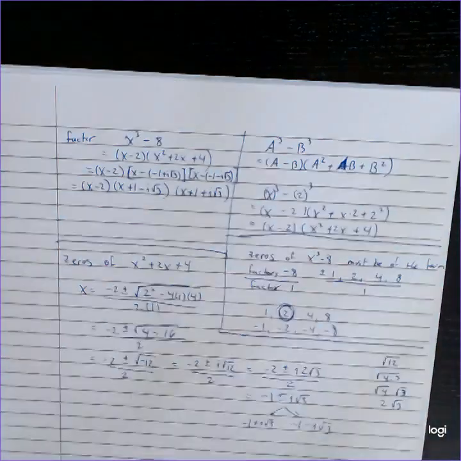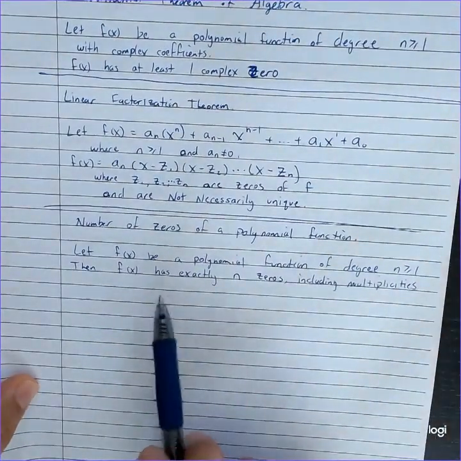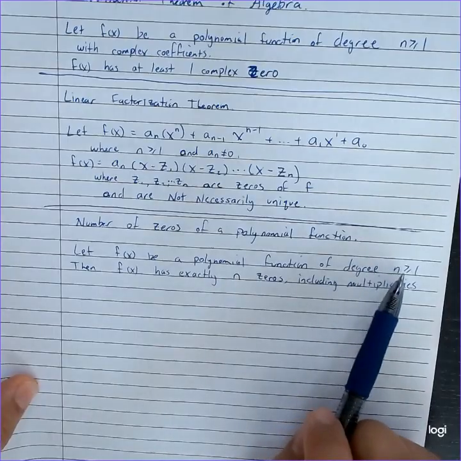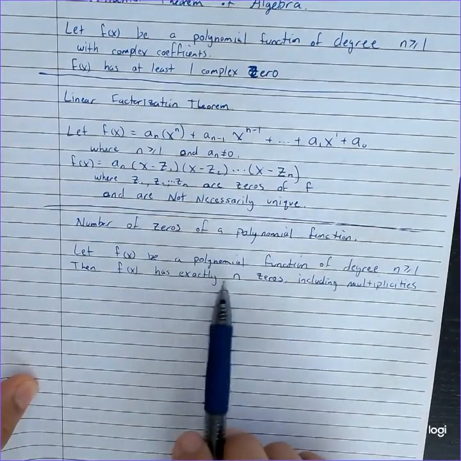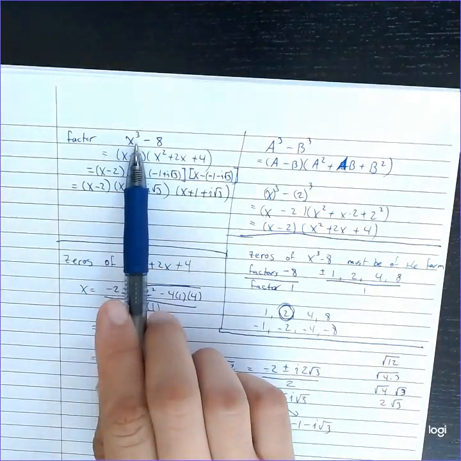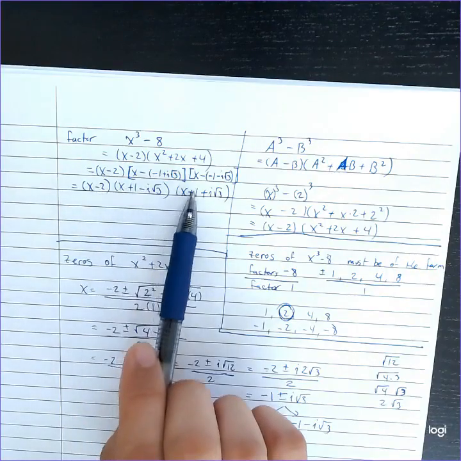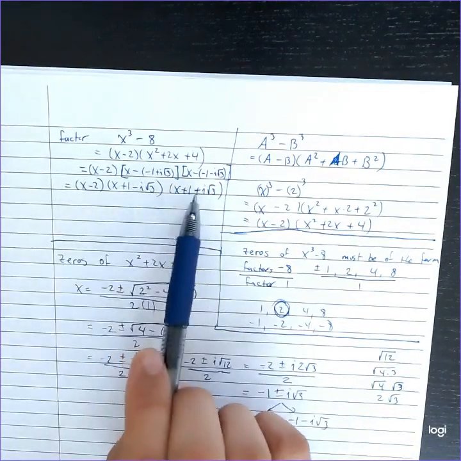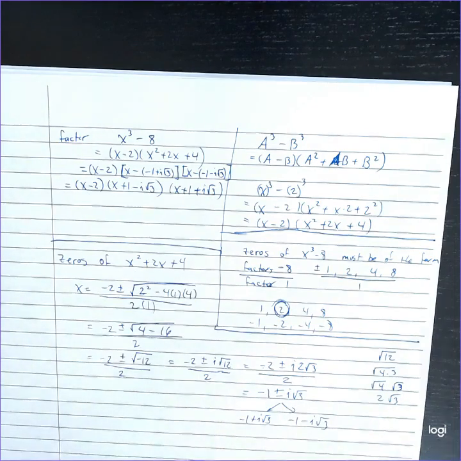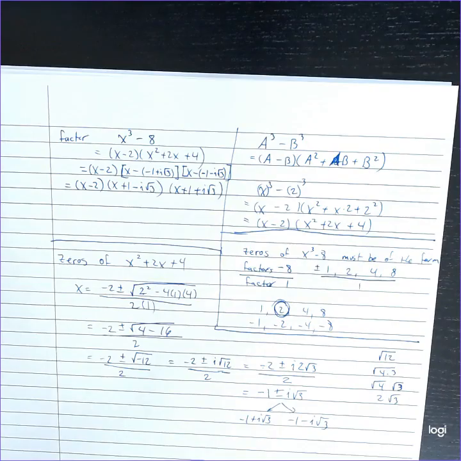And there we go. Our number of zeros of our polynomial function still holds true because we had a polynomial function of degree n greater than 1, and we had exactly n zeros. Here we had a polynomial of degree 3, and it factored out into exactly 3 factors, which means we had exactly 3 zeros. No one ever said they had to be real numbers. Complex numbers are perfectly acceptable as zeros.